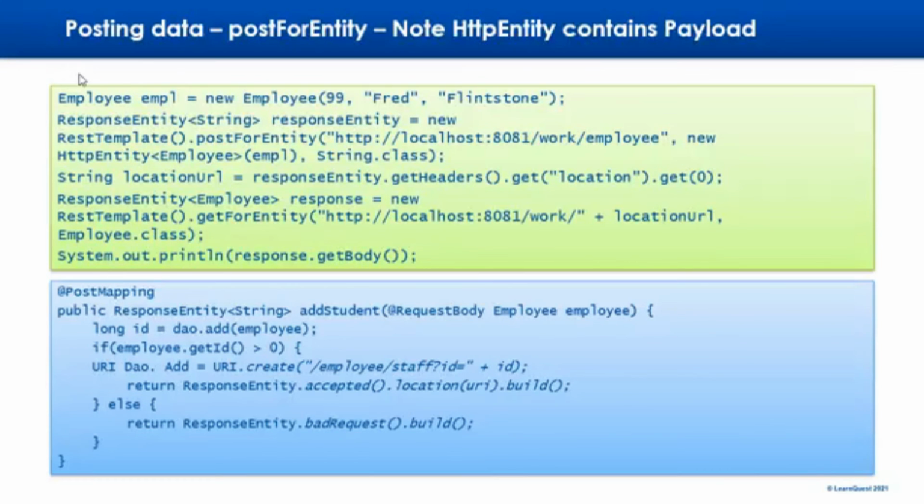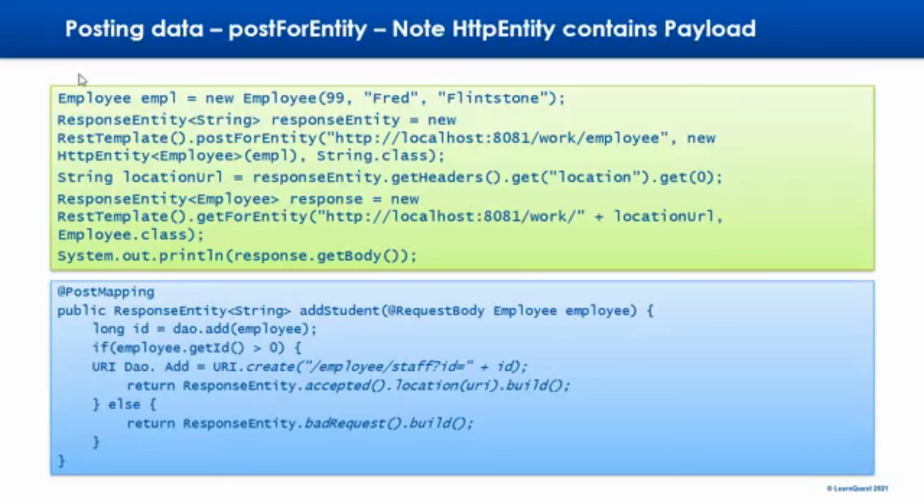I'm then saying, response entity, you have some headers. Get me the location header. Get me the first location header. HTTP headers do not have to be unique. Potentially, I could pass back lots of location headers, but that would be kind of crazy, but it's possible.